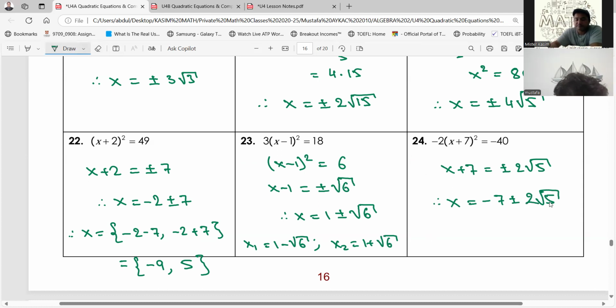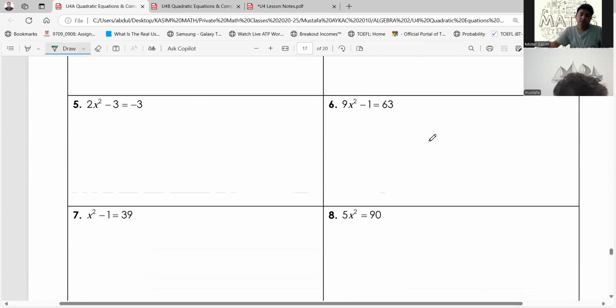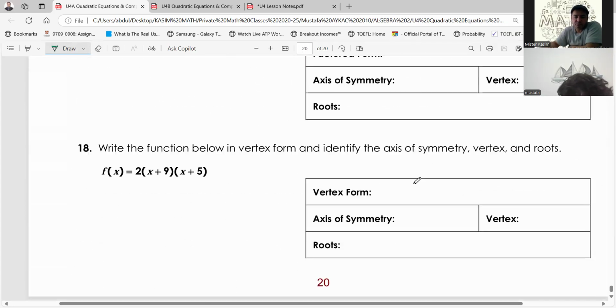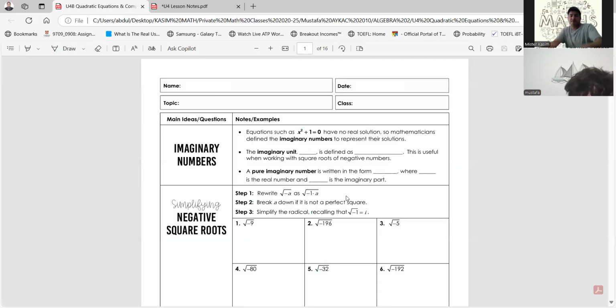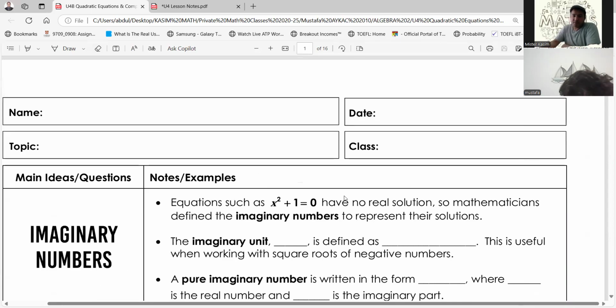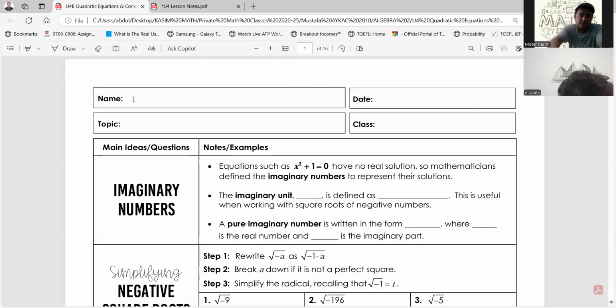Okay, good. Now we have finished this part and this quiz part. I usually have more time and I would test you here. We'll see. Anyway, Mustafa, now let's talk about solving quadratic equations in the complex system.